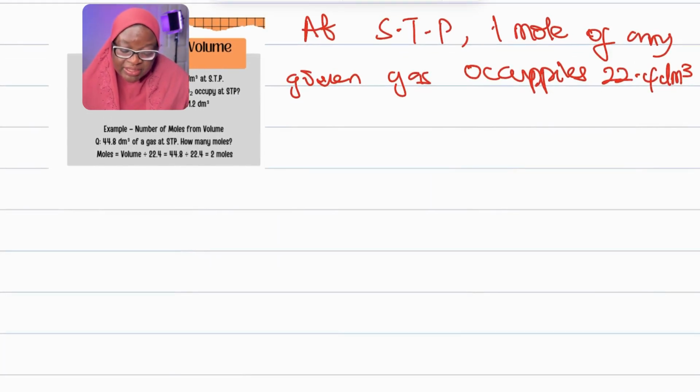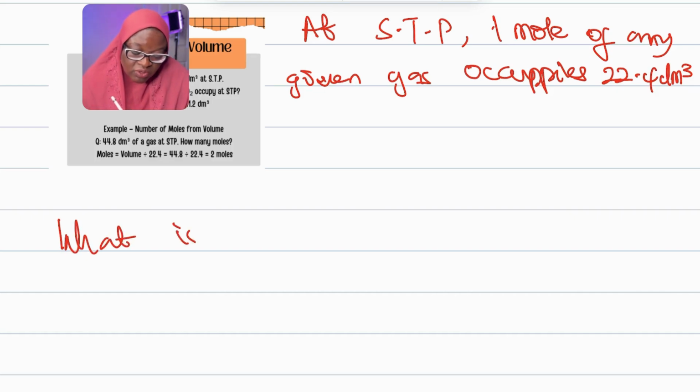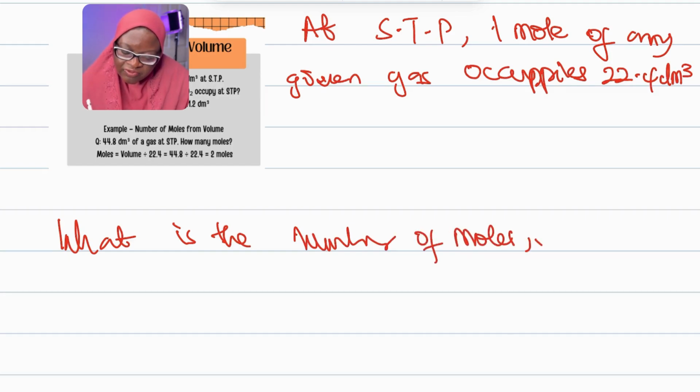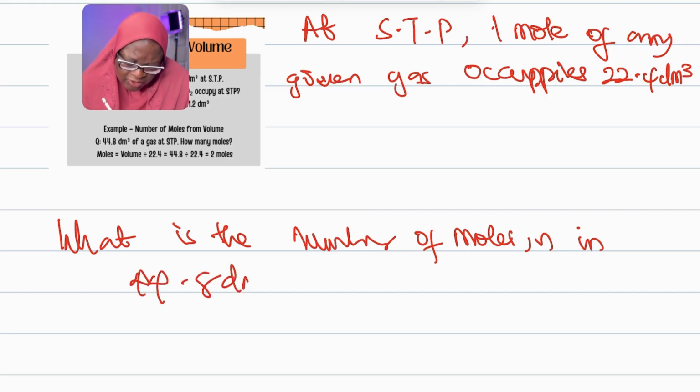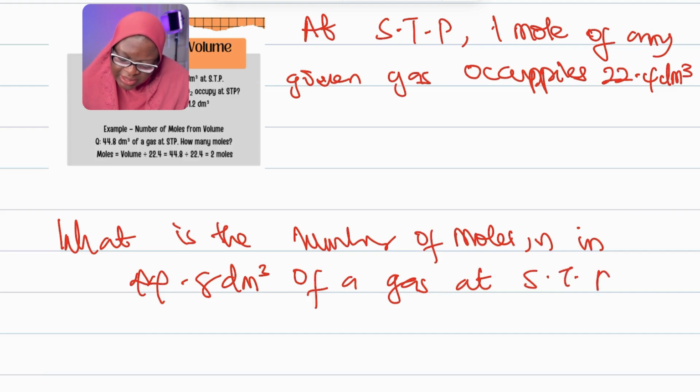We are asked to find the number of moles. That is, what is the number of moles, N, in 44.8 dm cube of a gas at STP? Again, this is an important distinction.